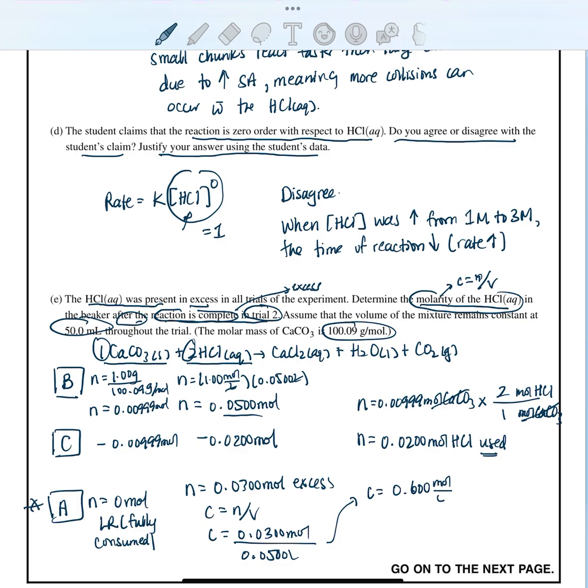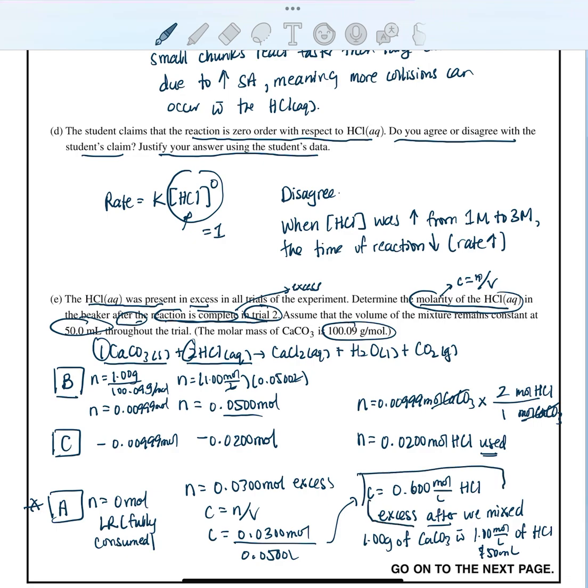You can do it different ways, but I like to set up the chart to help me organize my thinking. This concentration of HCl is my excess amount after we mixed 1 gram of CaCO3 with 1 mole per liter, 50 milliliters of HCl. So when you mix these together, you're left with an excess amount of 0.600 moles per liter. I hope that makes sense.